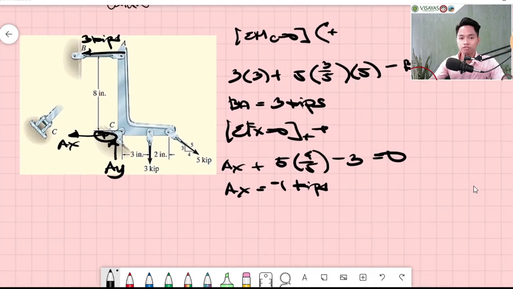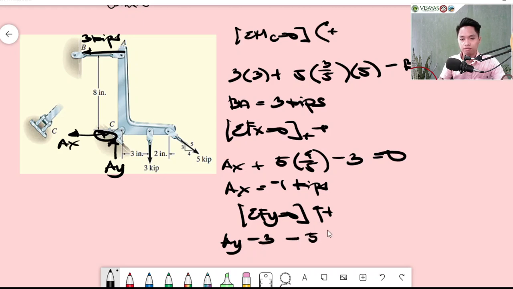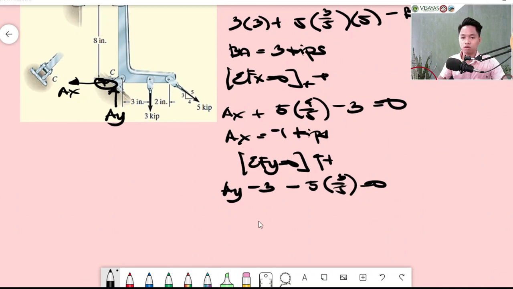Now, for the summation of forces Y, summation of forces Y is equal to 0. Upward forces are positive. So, therefore, we have AY minus 3 minus 5 multiplied by 3 over 5 is equal to 0. Therefore, AY is equal to 3 plus 3. So that would be 6 kips, and that is upward.